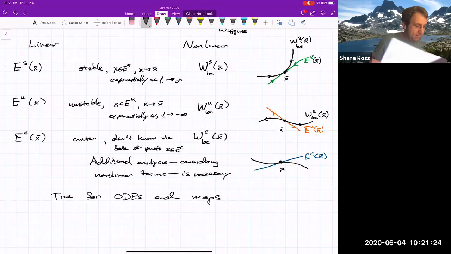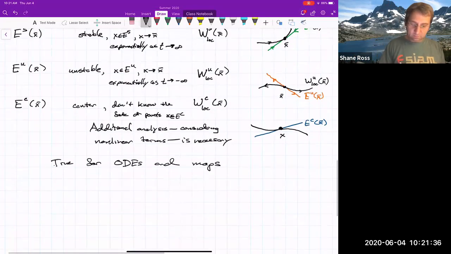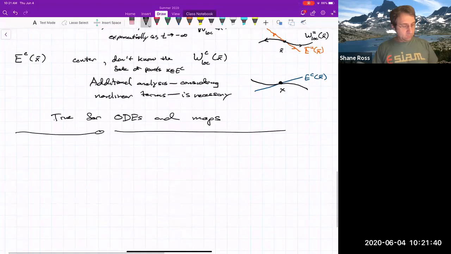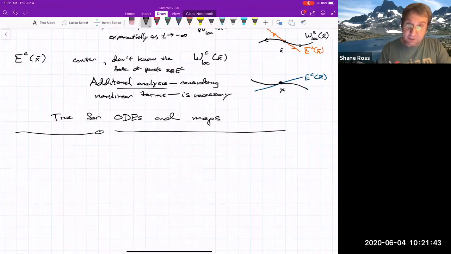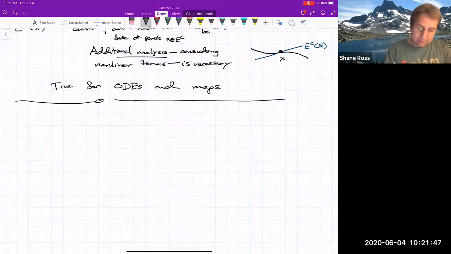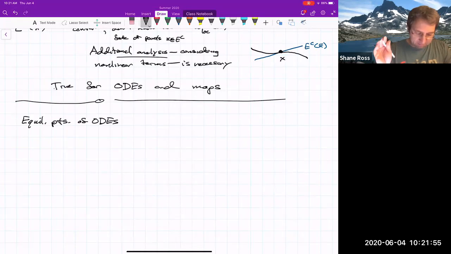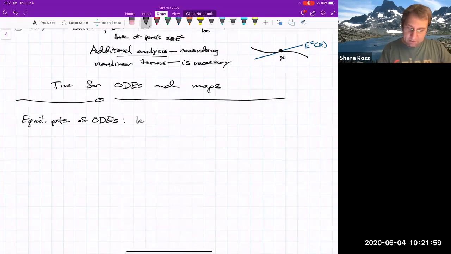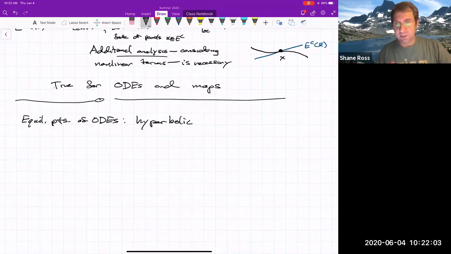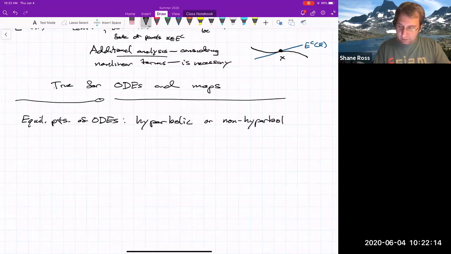Okay. Maybe this is the time to talk about hyperbolic versus non-hyperbolic, because that's related to this thing about needing additional analysis. So, equilibrium points of ODEs, and there's something completely analogous for fixed points of maps. There's this terminology where equilibrium points are described as hyperbolic or non-hyperbolic. And I wish it had something to do with hyperbole, but it largely doesn't.